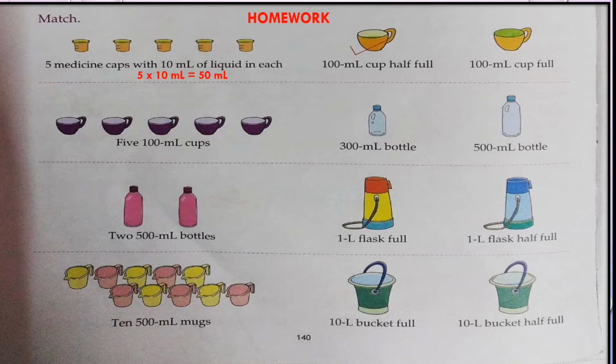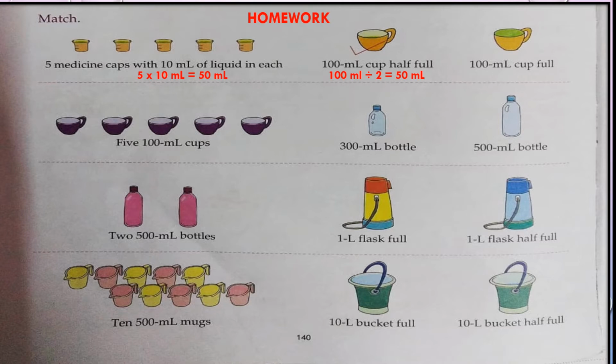Now first is written 100 ml cup half full. That means 100 ml divided by 2 equal to 50 ml. It is half. That's why you will divide it by 2. And the next cup is having 100 ml cup full. It is totally 100 ml. So it is not matching. The first one is matching.